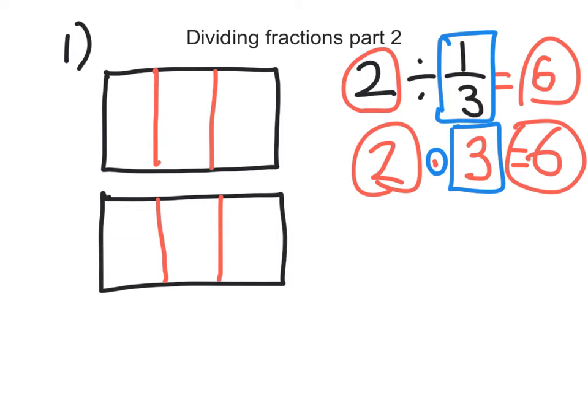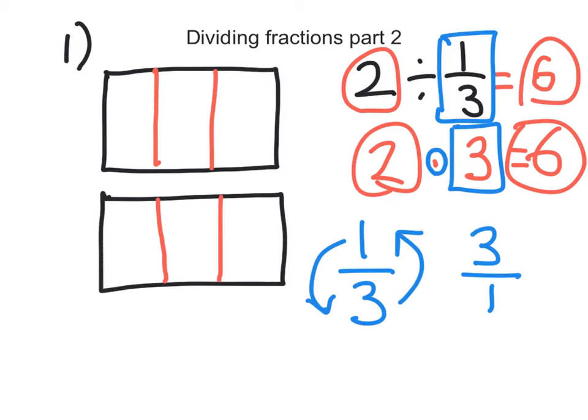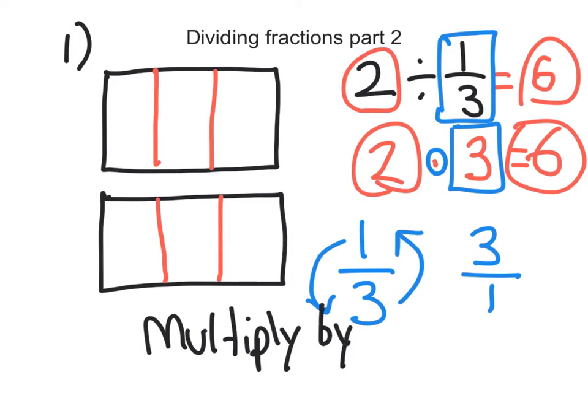And reciprocal is when we take the numerator and denominator and we switch them like this. So the reciprocal of 1/3 would be 3/1, or just 3. So that is the rule that we use for dividing with fractions. Whenever we divide with fractions, we end up multiplying by the reciprocal.